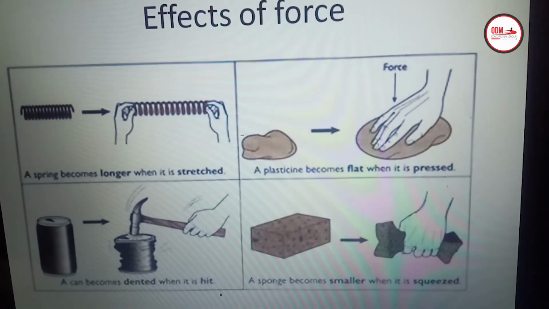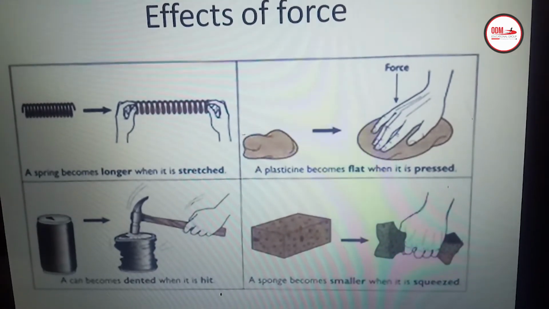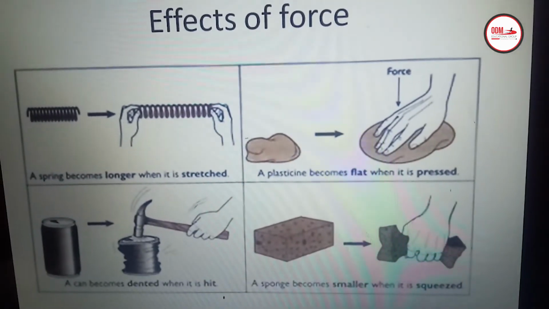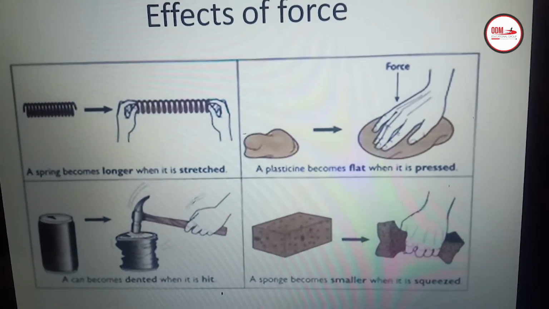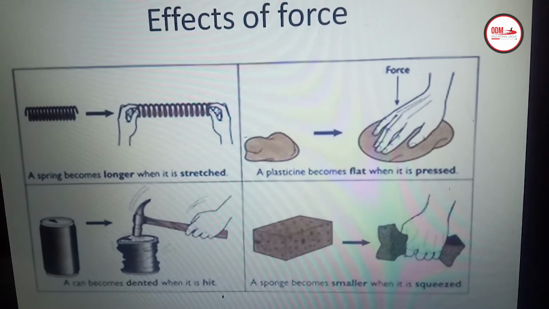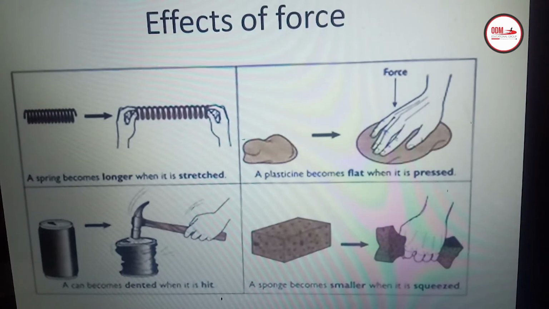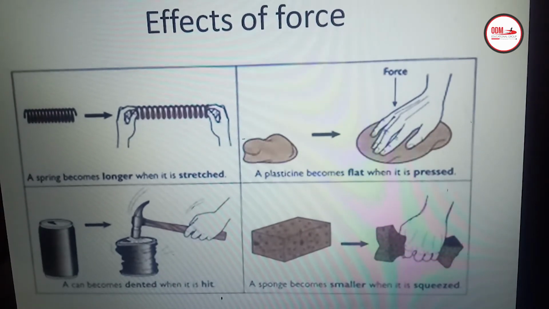So children, here are some diagrams of figures given. In the first figure you all can see that a spring becomes longer when it is stretched. Whenever we are stretching the spring, it becomes longer, which means we are applying force and the shape of the spring changes.